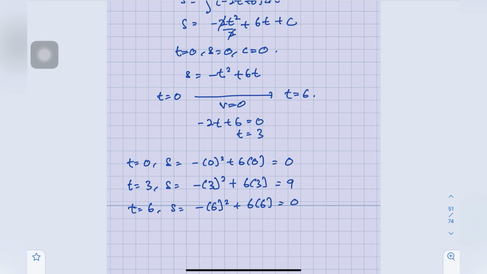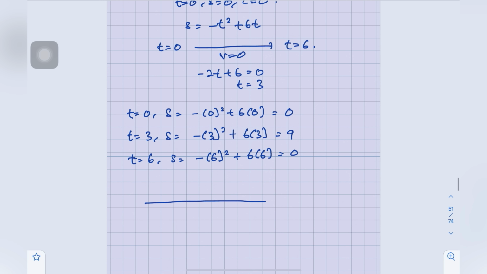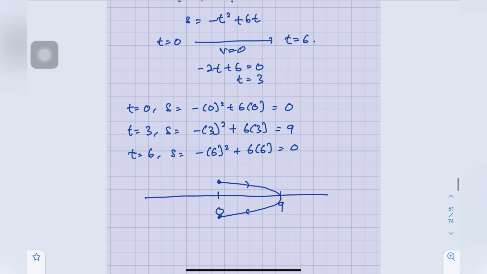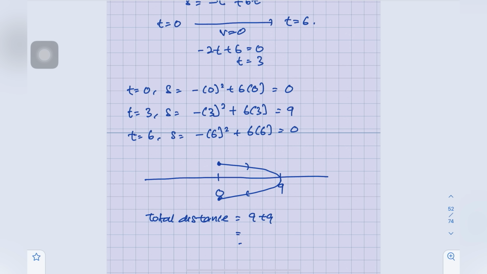Then we have to label the movement of the particle on the number line. So 0, then 9 is positive at the right, then back to 0. When t is 0, s is 0; when t is 3, s is 9, and at this time the particle changes direction. When t equals 6, s equals 0. So total distance is 9 plus 9, which equals 18 meters.